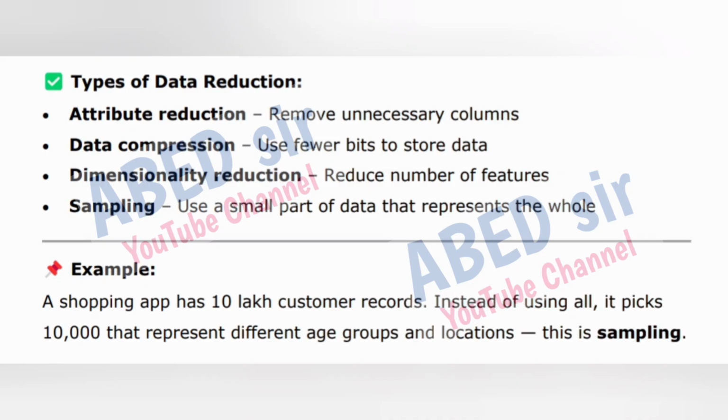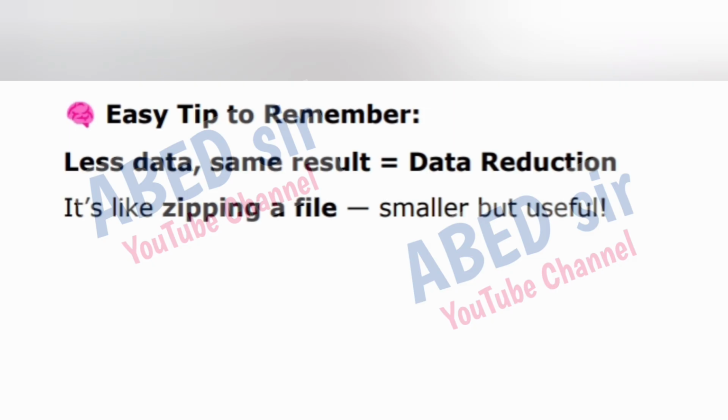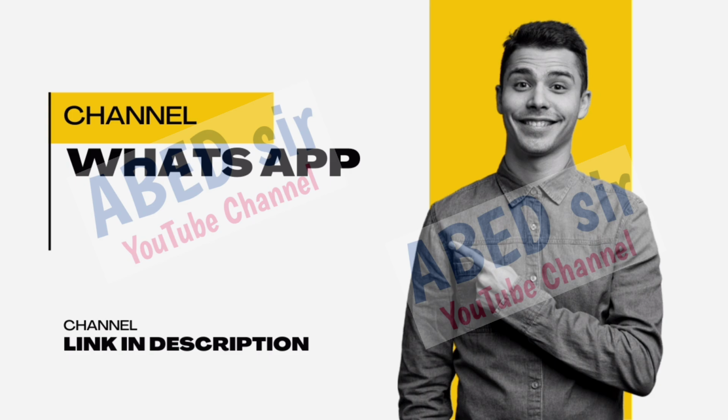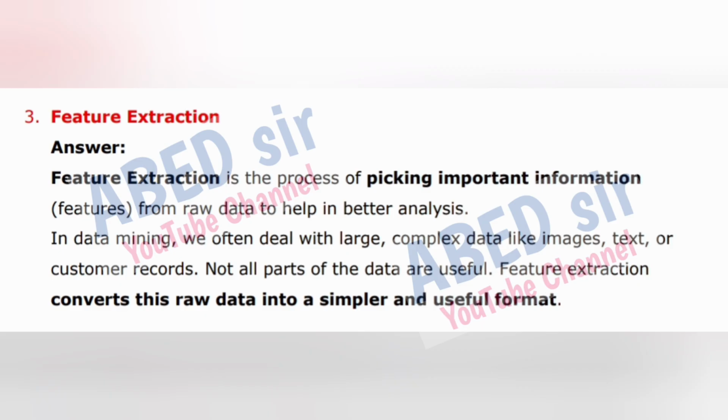Example. A shopping app has 10 lakh customer records. Instead of using all, it picks 10,000 that represent different age groups and locations. This is sampling. Easy tip to remember. Less data, same result is equal to data reduction. It's like zipping a file, smaller but useful. Next important short question is 3.